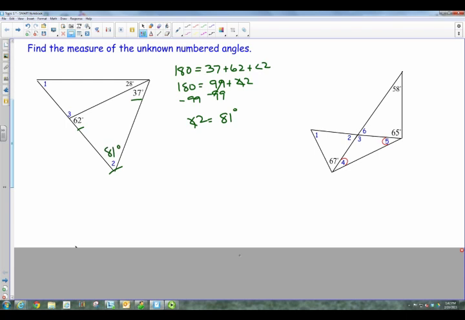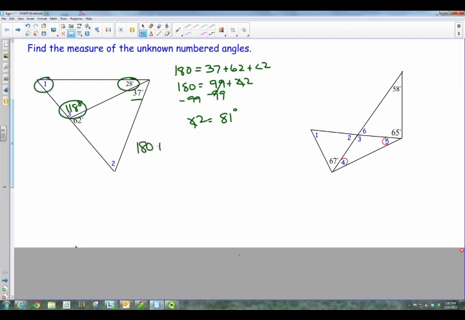Well, we look across our triangle and we now see maybe we could solve for this one. Well, if you notice, angle 3 and that 62 degrees make a straight line. And straight lines have to be 180 degrees. So if we take 180 minus 62, we're going to get this angle is 118 degrees. Well, then we look at this the same way. Those two there plus angle 1 have to be 180.